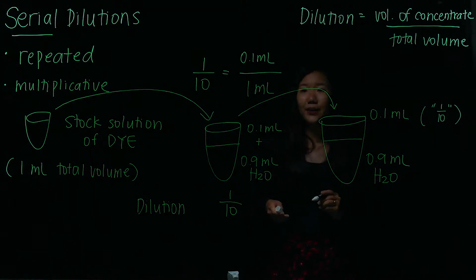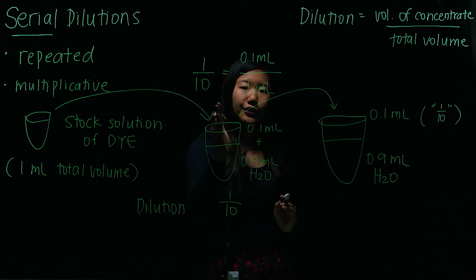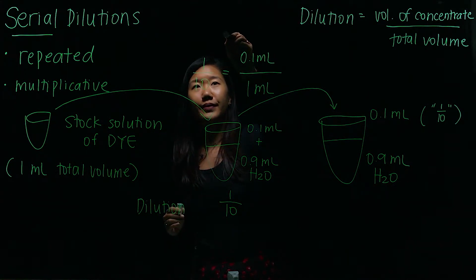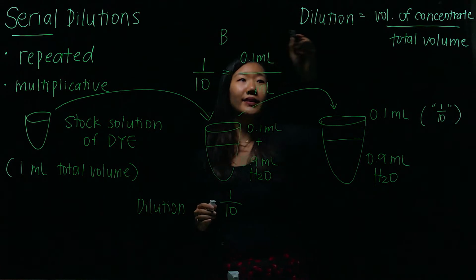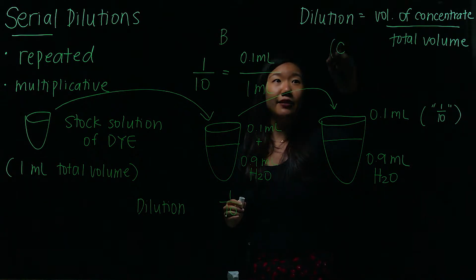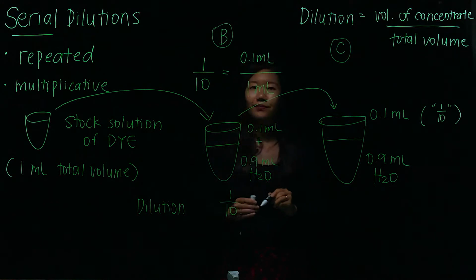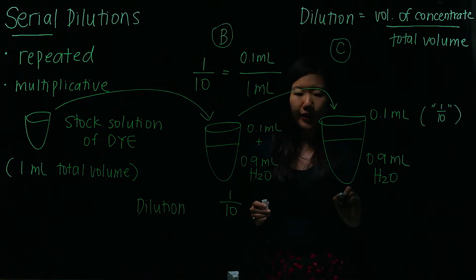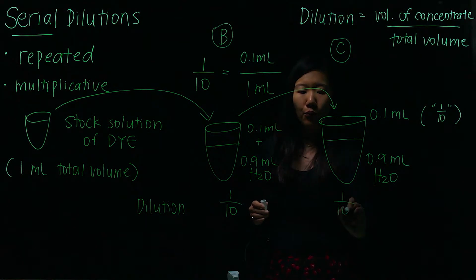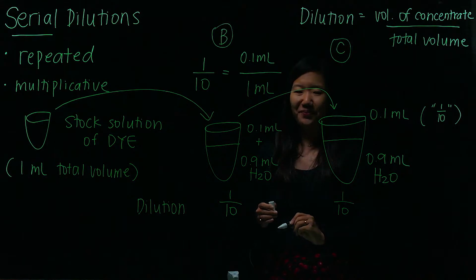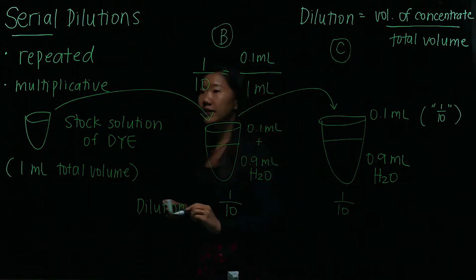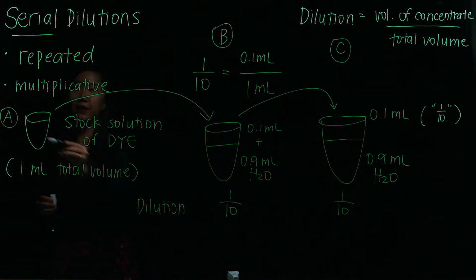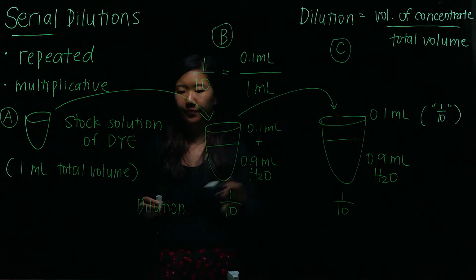In this case, if we just look at the dilution from this tube, let's call this B, to this tube C, the dilution from B to C is another 1/10 dilution. But we can ask ourselves, what is the overall dilution from A to C?